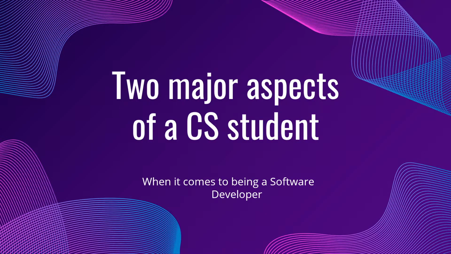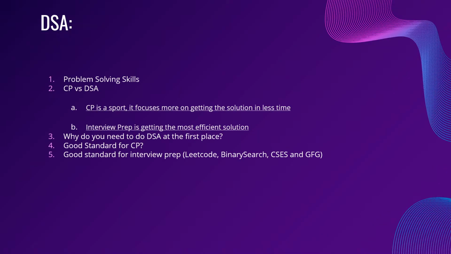Yeah, so now we are going to talk about 2 major aspects of a computer science student. This is mostly related to if you want to become a software developer or a researcher or any of that sort. So the first thing is DSA, and the second thing is projects. DSA is a very important skill that you will have to learn while you're in your first or second semesters, in the early parts of your career.